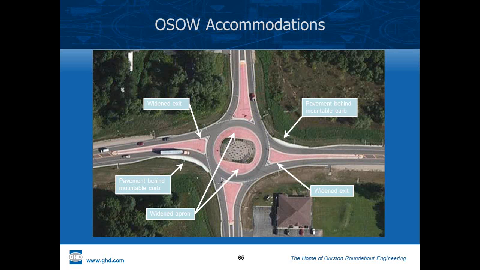This was an OSOW accommodation in the first instance where they're only making through movements. And you can see this very large pavement area, the size of a standard truck, and how much bigger the oversized load would be coming through and meeting these areas. Widened aprons and widened areas on the right-hand side. So all of the important features of speed control are still preserved, but the overtracking areas are accommodated.